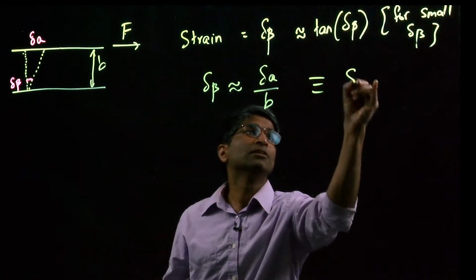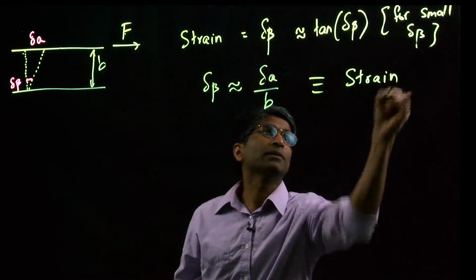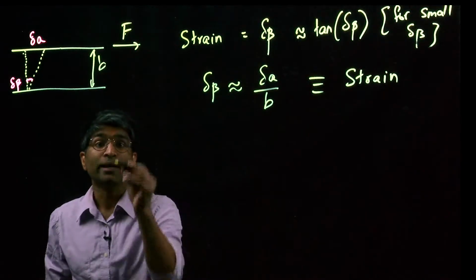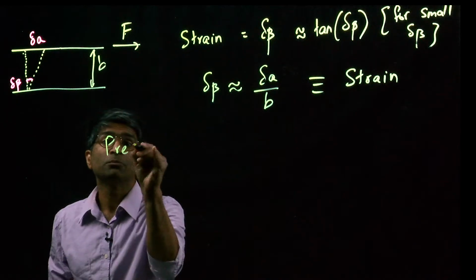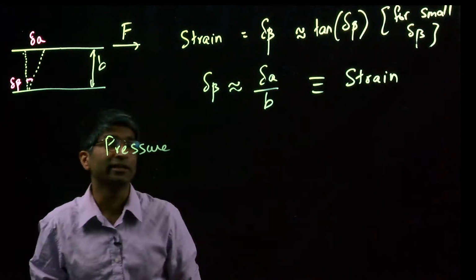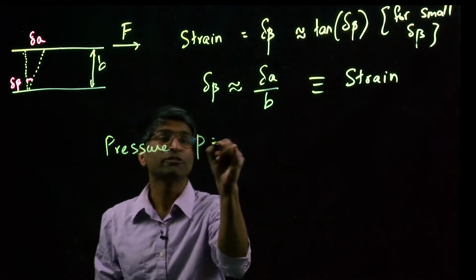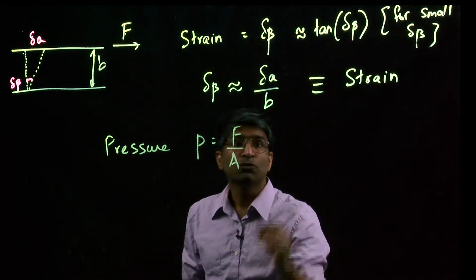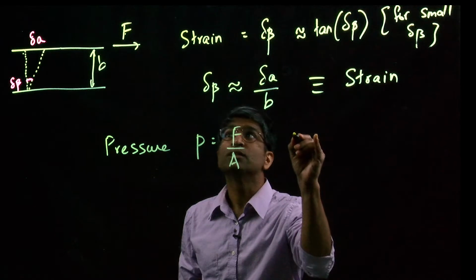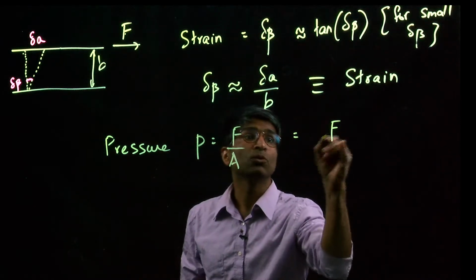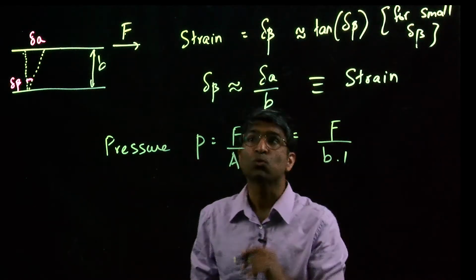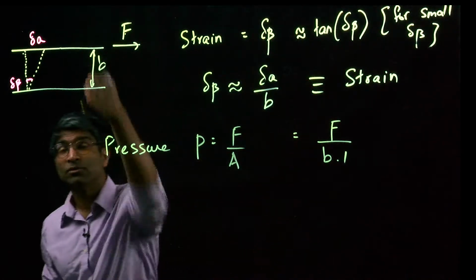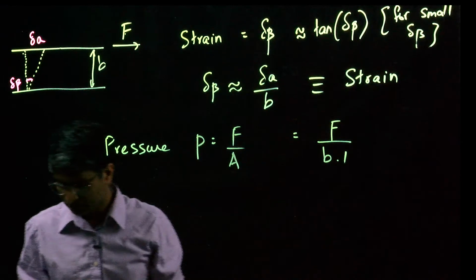Now, if I want to define the pressure acting on this plane, the pressure is given by the force per unit area. That's the definition of pressure. And so the force per unit area in this case would be F over B times 1, where 1 is the unit length perpendicular to the plane.